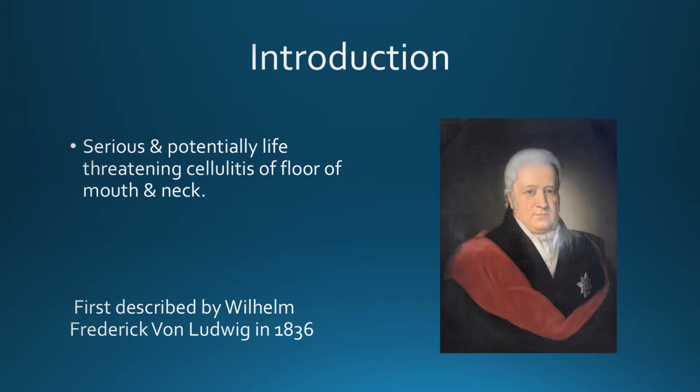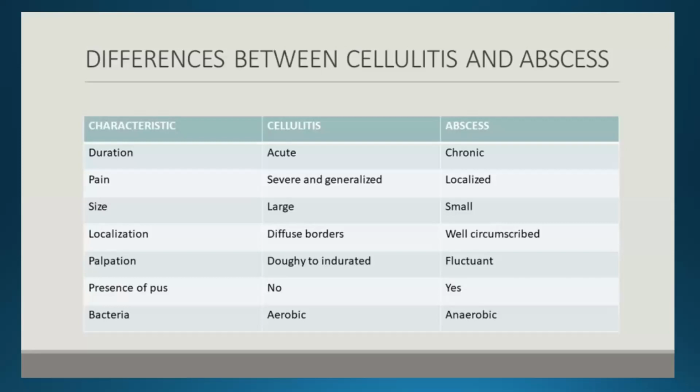Now, when I talk about cellulitis, you might wonder what is cellulitis and how cellulitis is different from abscess. So what we need to understand is cellulitis is an acute condition. That is, it has developed in a shorter duration as opposed to an abscess, which is a chronic condition. Cellulitis is more painful, and pain is more severe and generalized as opposed to abscess, which is more localized.